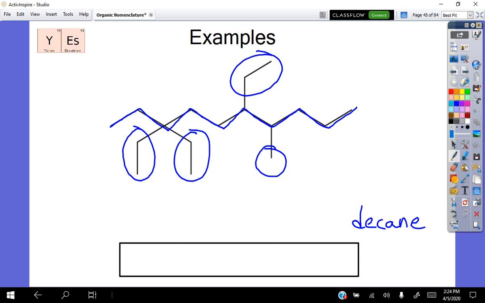Now I got to figure out my numbering. If I number from right to left, 1, 2, 3, 4 is my first substituent. If I number from left to right, 1, 2, 3 is my first substituent. So I'm going to number from left to right on this one. I got 4, 5, 6, 7, 8, 9, 10.